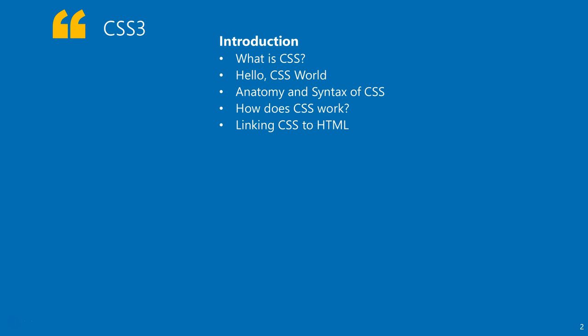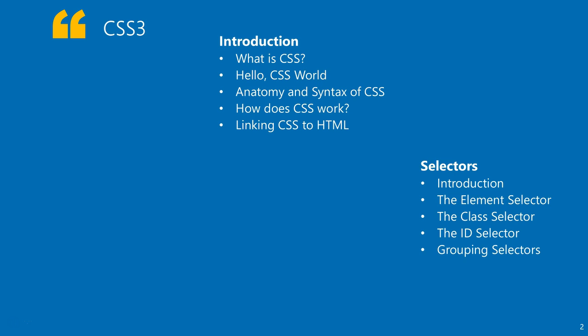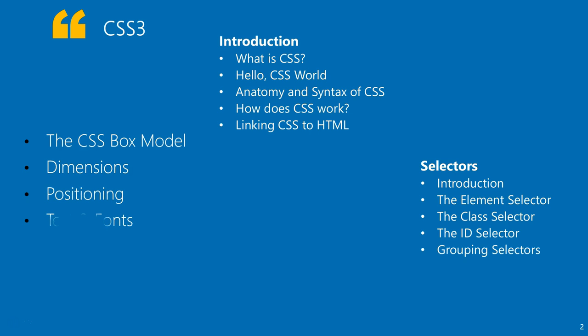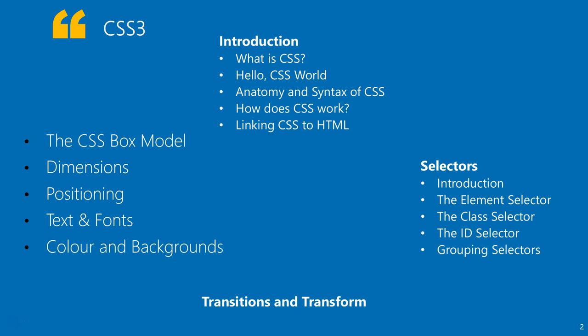Right, so in this lecture we were going to cover some background knowledge about CSS. What is CSS? Some anatomy and syntax of CSS. Then we'll look at the selectors, and then we will see what the CSS box model is, what are dimensions, positioning, text and fonts, colors and backgrounds, and then transitions and transform.